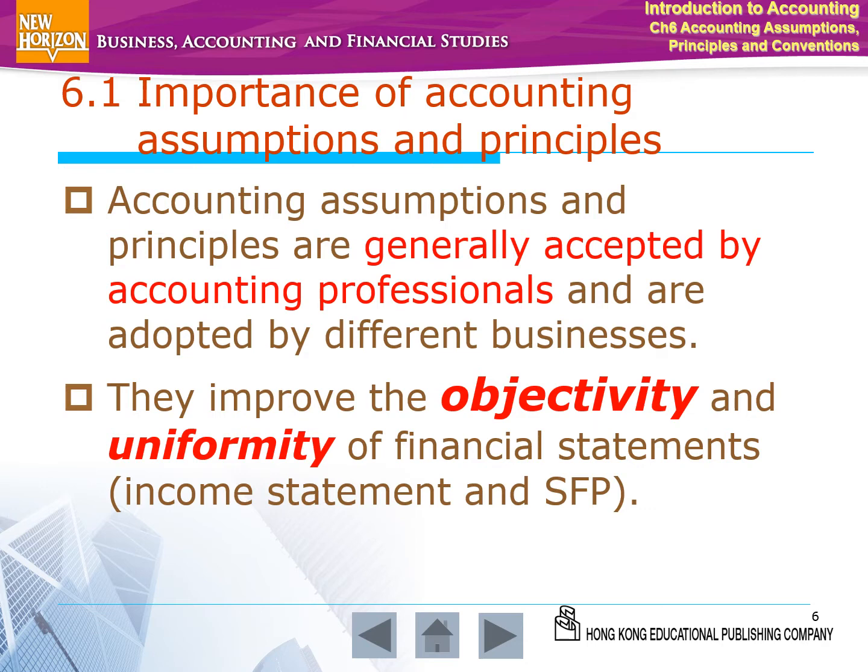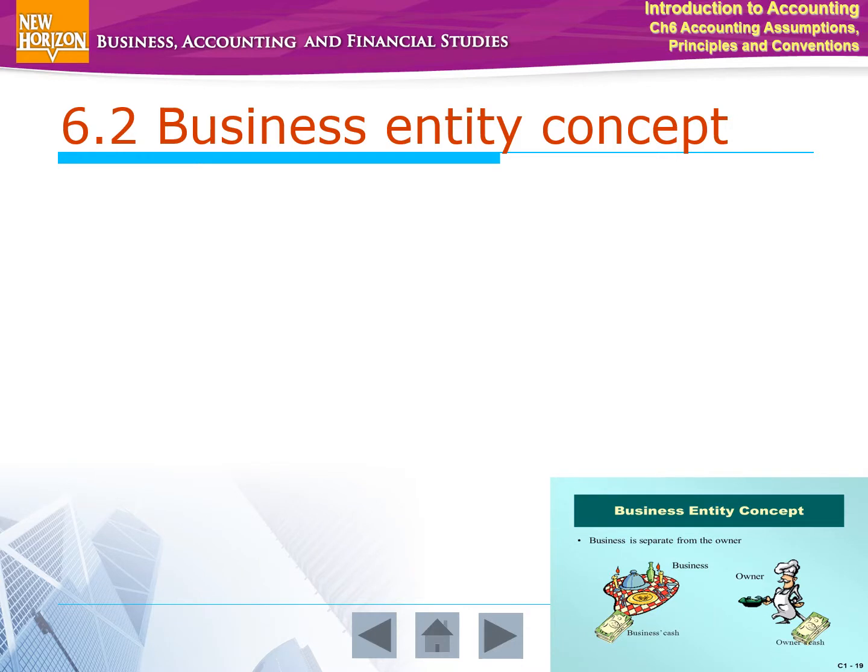Such statements you are going to learn, or you have learned, are the income statement and the statement of financial position. Remember, objectivity and uniformity are very important in preparing the financial statements. Otherwise, if the financial statements are prepared in a subjective way and are not uniform from day to day, from year to year, the users of the financial statements will see many difficulties in using them. Although we have mentioned CCBAC, we start with the business entity concept first.